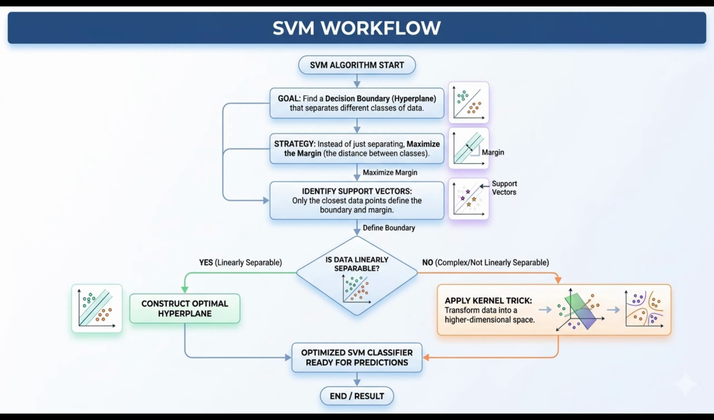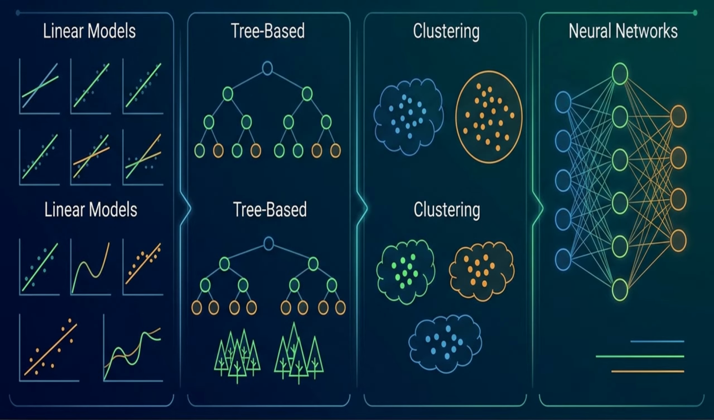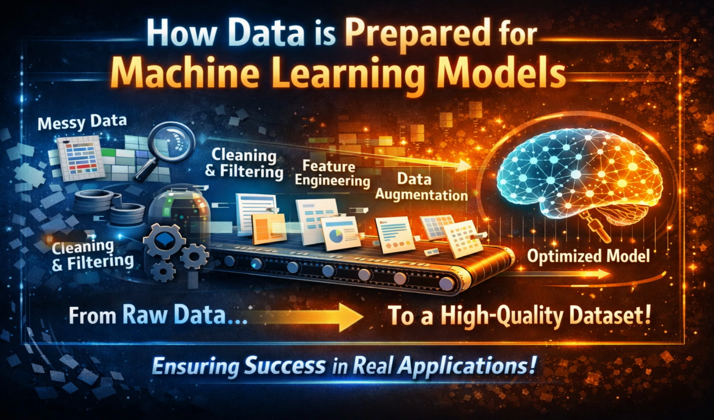Now, till this point, we have covered a wide range of algorithms, each one solving problems in a different way. But in real world scenarios, the model is only one part of the system. What actually matters is how the data is prepared before it even reaches the model, because even the best model will fail if the data is not handled properly. So, in the next part, we will focus on how data is processed and prepared so that these models can actually perform well in the real applications.